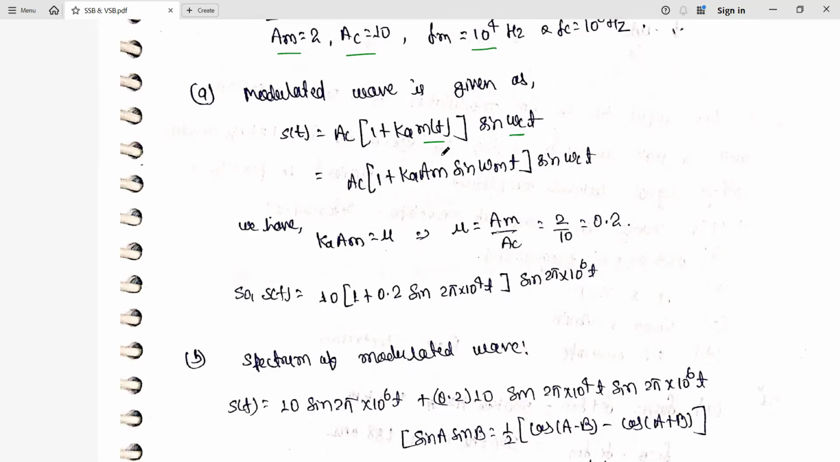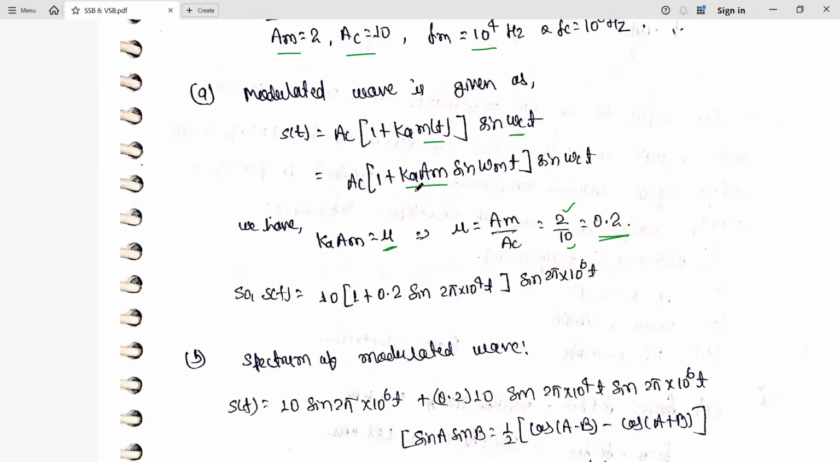Now the m(t) value is substituted here. On the basis of that, K into Am is going to become mu. And mu is what here? Am by Ac, that is the modulation index. The amplitude of the message signal is 2, the amplitude of the carrier signal is 10. So finally the modulation index is going to be 0.2.